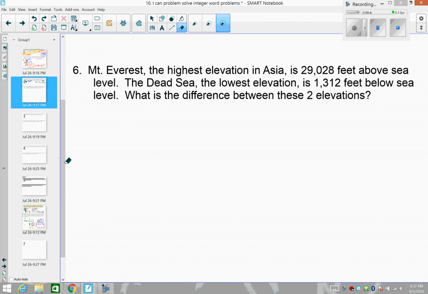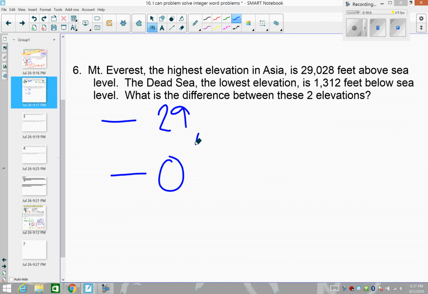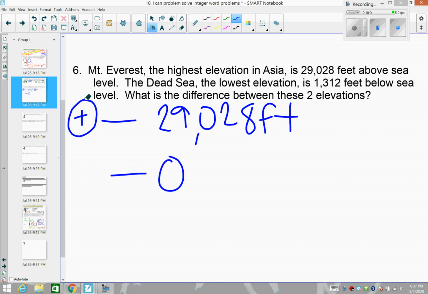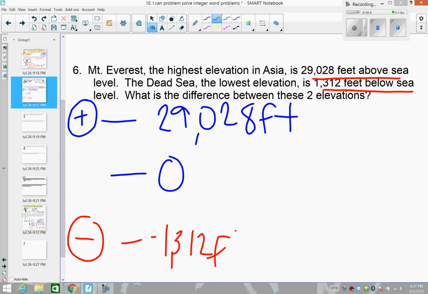It says that Mount Everest, the highest elevation in Asia, is at 29,028 feet above sea level. So if this is 0, we have this located at 29,028 feet above sea level. So that would be in the positive direction. The Dead Sea is at the lowest elevation, and it is, read it carefully, 1,312 feet below sea level. So we have above and below. So down here at negative 1,312, so 1,312 feet below sea level.